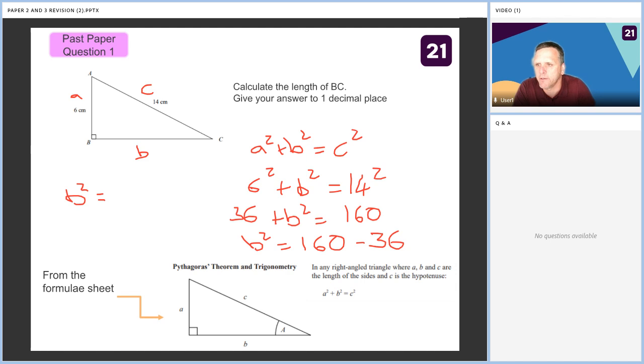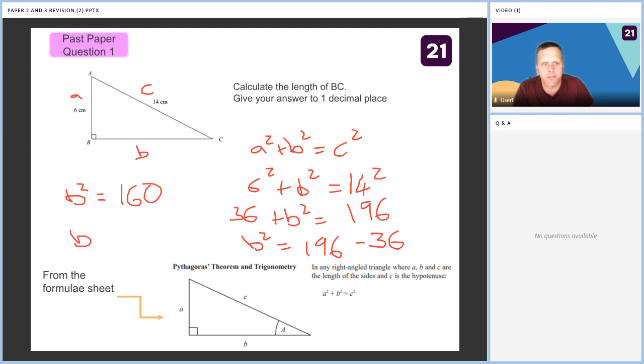One second. We're going to have to change that. My sincerest apologies. Let's get rid of that. I put the wrong number in there, which means that's going to be wrong as well. So we'll fix that now. There we go. So that should have been 196. So 196 take away 36, which gives me my 160.